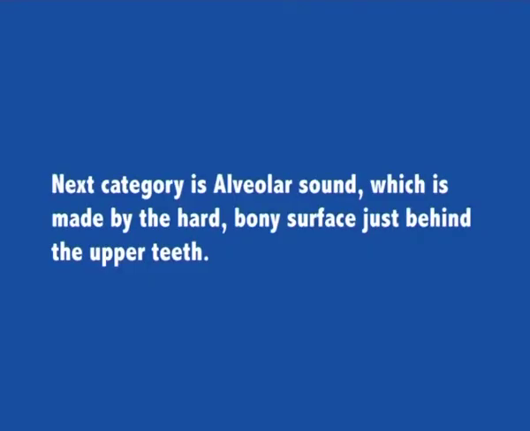Next category is alveolar sounds, which is made by the hard bony surface just behind the upper teeth. Alveolar sounds are very prominent when we use words like tent. Sounds with alveolar sounds in English are words like D, L, N, R, T, S, Z. In all these sounds, we are trying to make use of the hard portion of the upper palate of the mouth, which is somewhere over here.